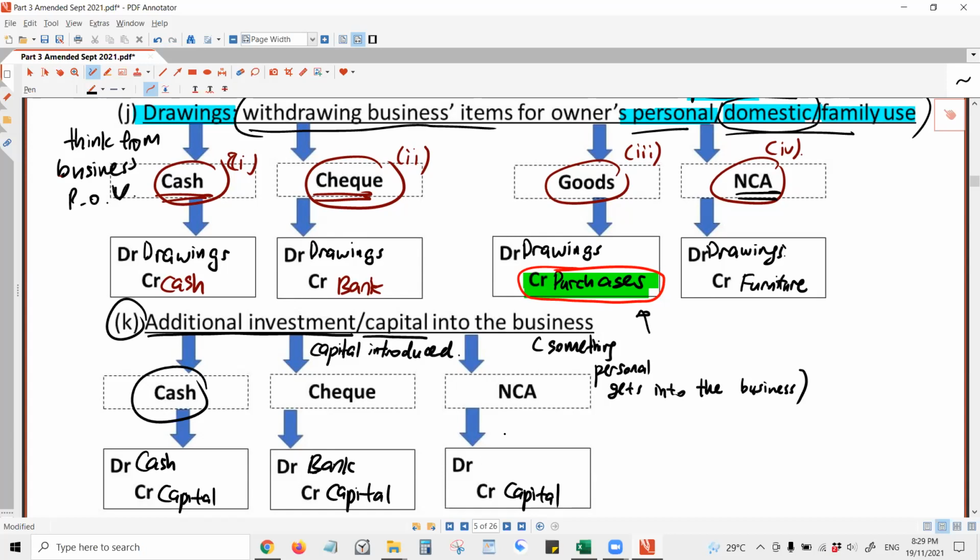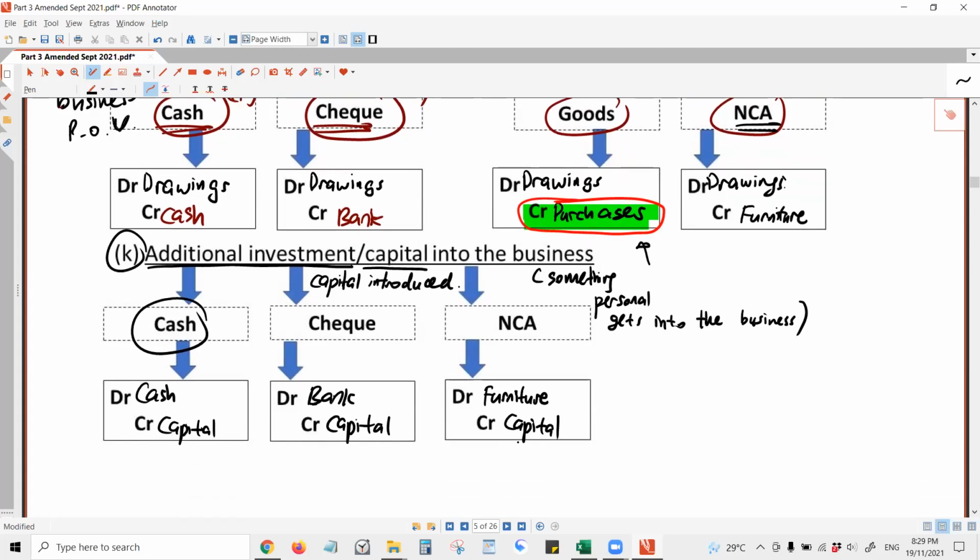NCA, let's take maybe furniture. It can be any NCA. So when you put things into the business, when you invest into the business, you always credit capital account. Again, I don't have the explanation for this. You just have to know it, take it as it is. Don't ask me why credit capital, I don't have an explanation.